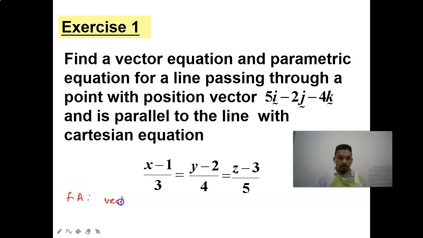For the vector equation, it is r equal to (5, negative 2, negative 4) plus scalar t times the vector v (3, 4, 5). For the parametric equation, you can derive it from here to get this one and the other parametric equations, which I think is too easy.